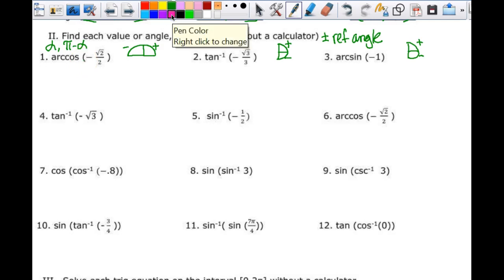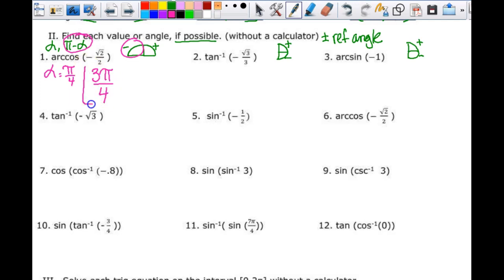All right, so let's look at this. For the cosine inverse of negative square root of 2 over 2, the reference angle that you would get, your alpha, is pi fourths. Okay, but it's negative, and since it's negative, we're over here in quadrant 2. And so in quadrant 2, it's pi minus the reference angle, so your answer is 3 pi fourths. That's where your answer comes from.